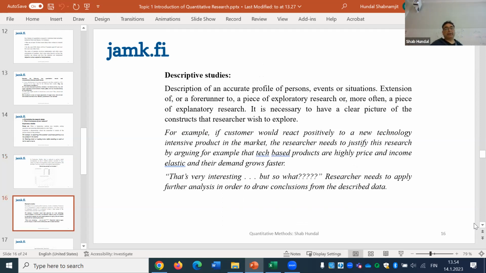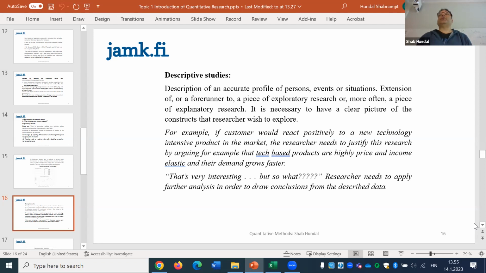Descriptive is something very interesting. Descriptive is something when you give a profile of a person or a company or an organization or a situation. Look at the word descriptive. Description. For example, somebody wants to give my description. Shab, male, Indian origin, 52-year-old, working as a senior lecturer, lived in 6 different countries, whatever else. That's my description.